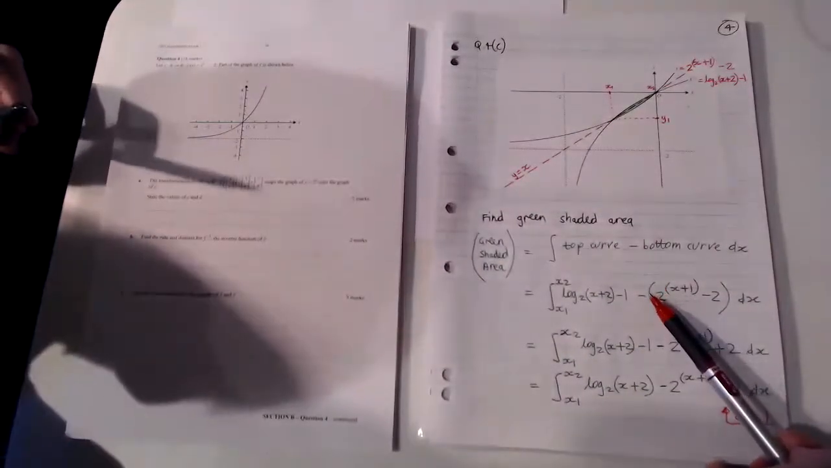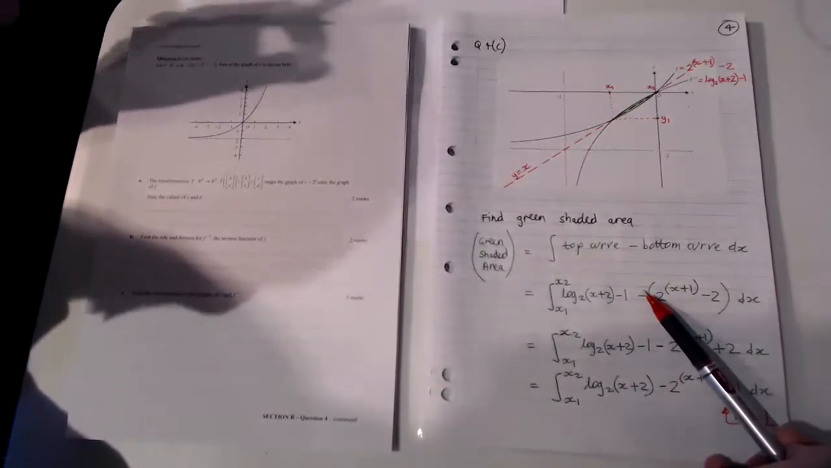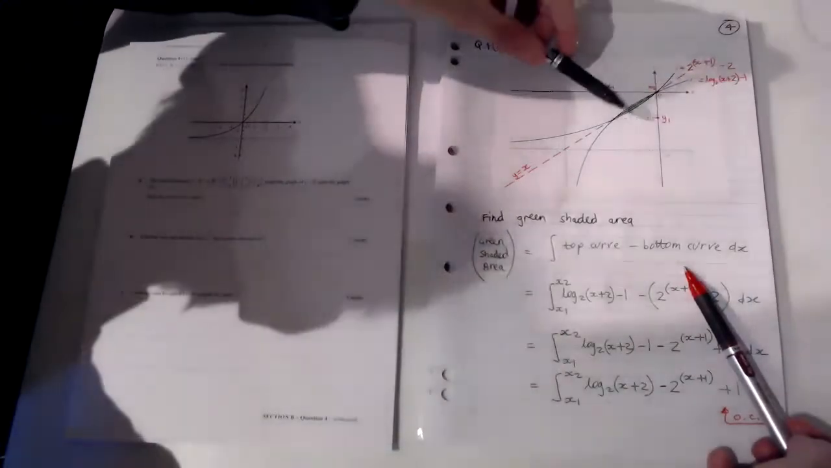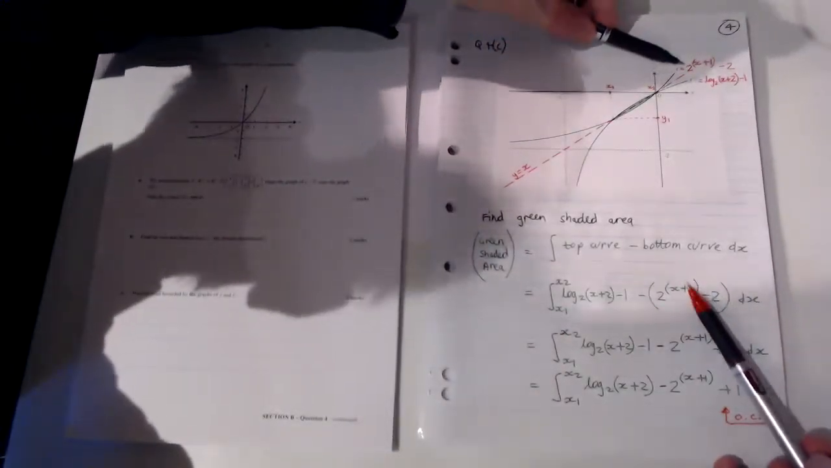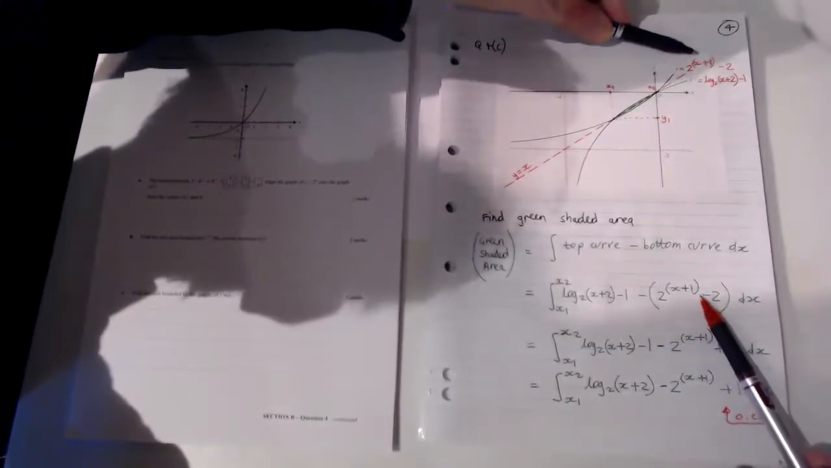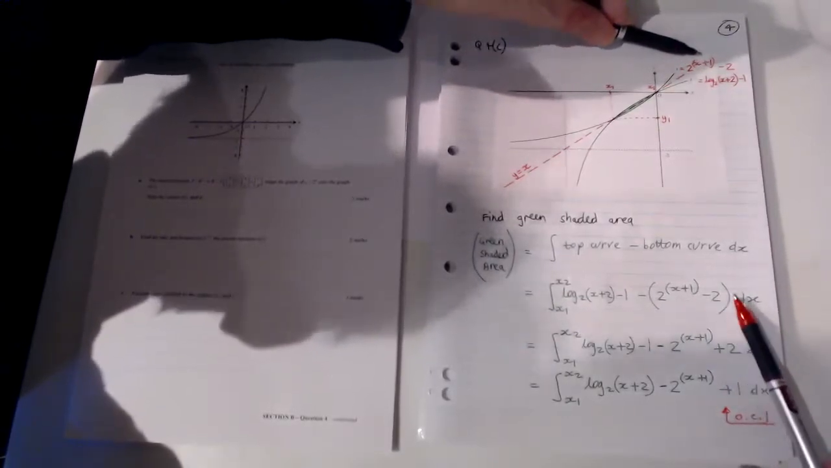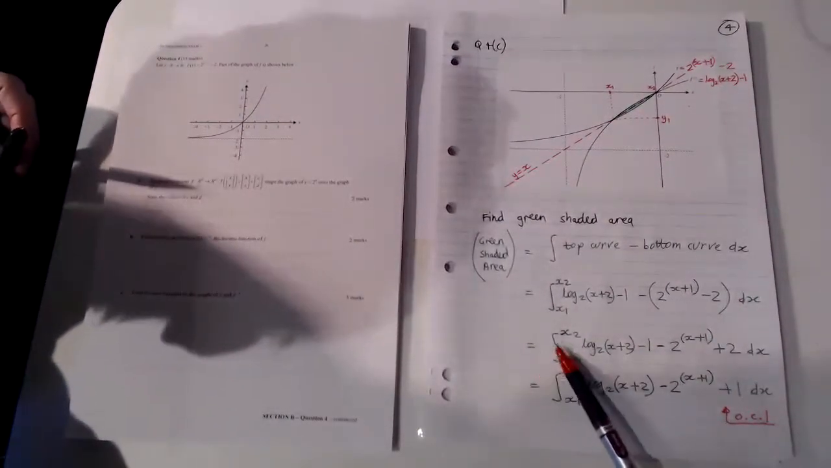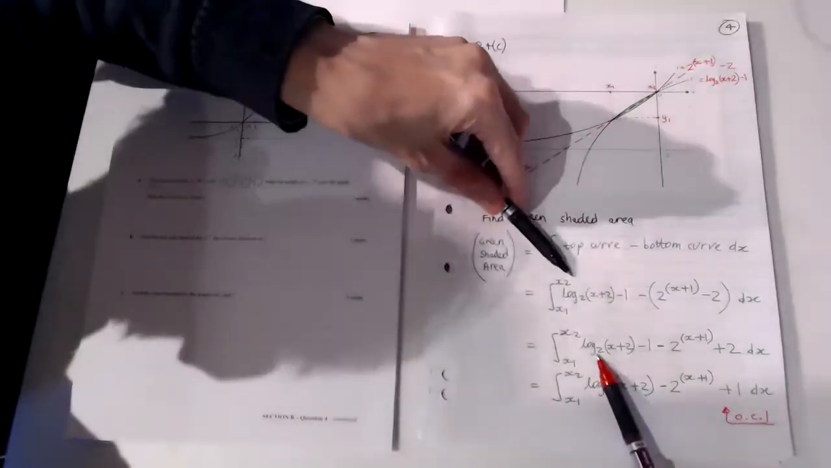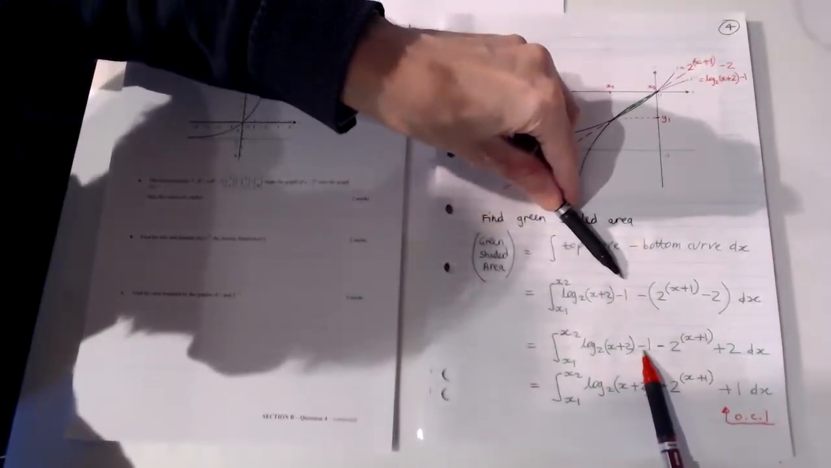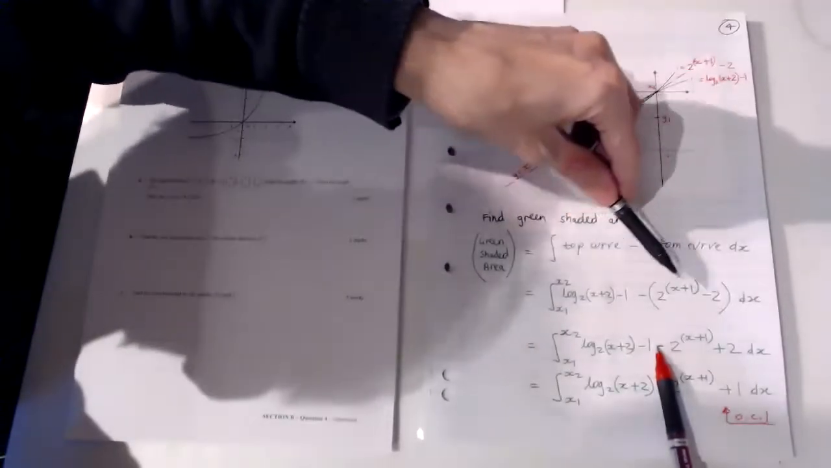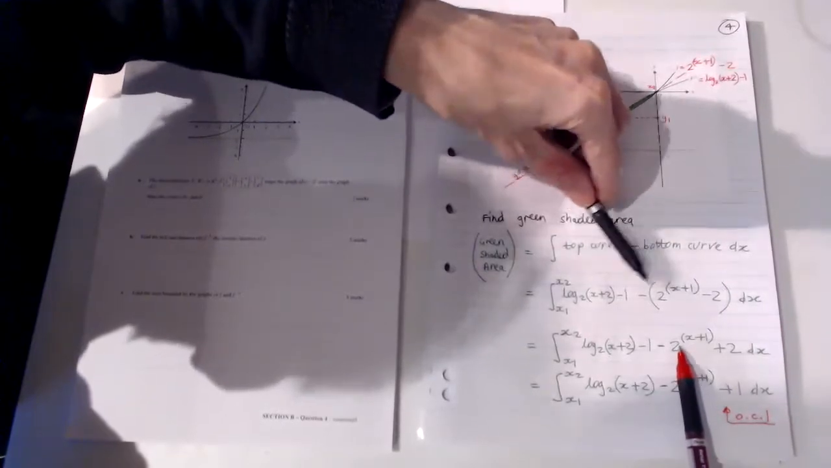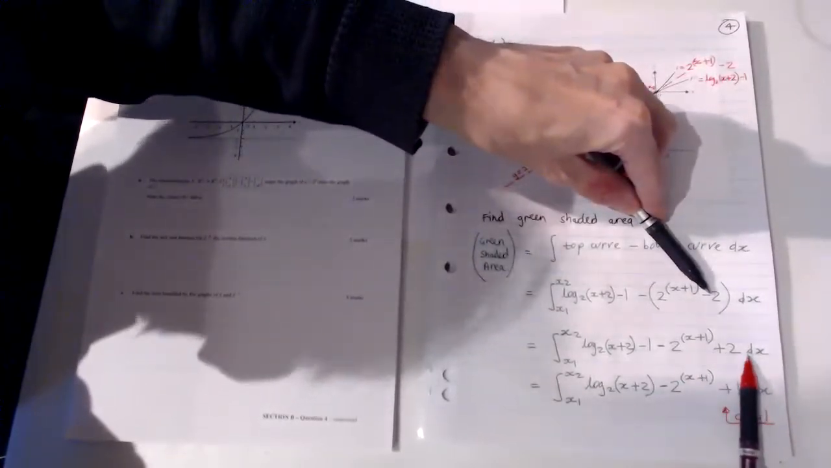Pretty much every time when you see minus, to reduce the chances of making an error, put in open brackets. The bottom curve is the f curve, which is 2 to the power of x plus 1, minus 2, close brackets, dx. Clean that up a little bit. That's equal to the integral of log 2 of x plus 2, minus 1, negative times everything inside the brackets, which is negative 2 to the power of x plus 1, negative times negative 2 is positive 2, dx.